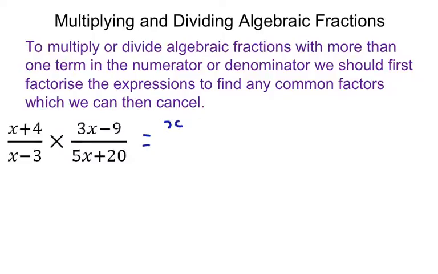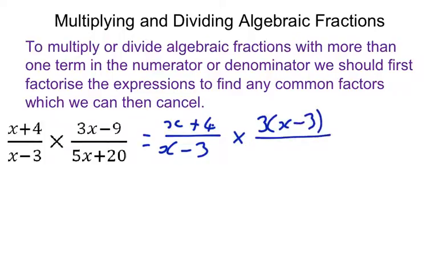Now the first fraction, x plus 4 over x minus 3, we can't factorize anything there. But in the second fraction, we can factorize the numerator to 3 brackets x minus 3 and the denominator to 5 brackets x plus 4. Now we've got an x plus 4 on the top and an x plus 4 on the bottom, so we can cancel those. And we have an x minus 3 on the bottom and an x minus 3 on the top, so we can cancel those, giving us a final answer of just 3/5.